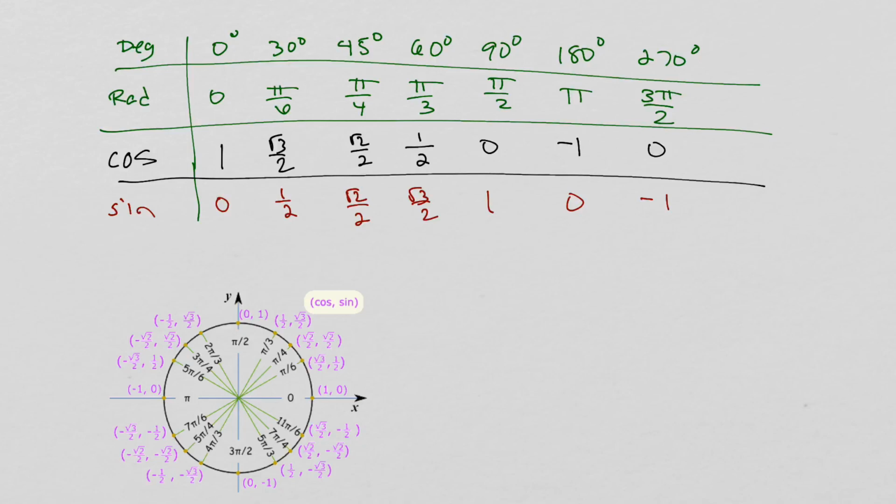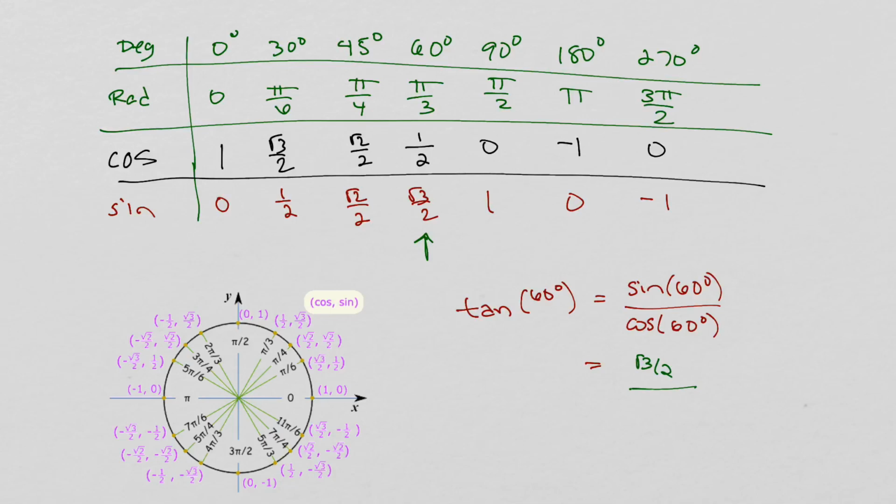Of course, once we have sine and cosine, we can figure out tangent pretty easily. If I wanted tangent of 60 degrees, that's the same thing as sine of 60 degrees over cosine of 60 degrees. Sine of 60 degrees, if you just look at this column right there, is square root of 3 over 2. Cosine of 60 degrees is 1/2. Multiply the top and bottom by 2 gives me square root of 3 over 1, which is the same thing as the square root of 3.